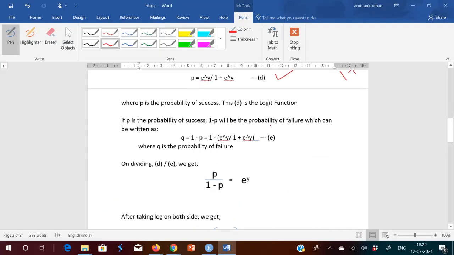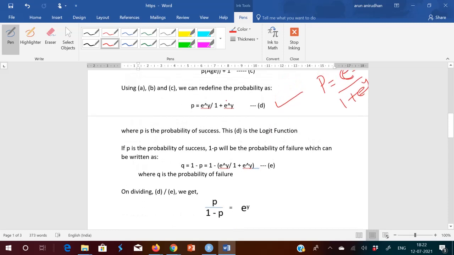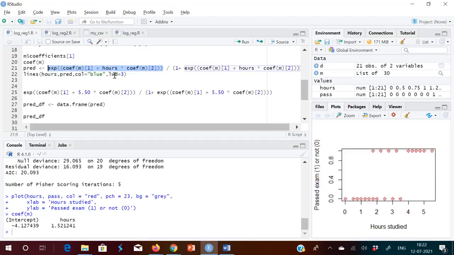So you got this p equal to e raised to y by 1 plus e raised to y. From this equation also you will get that. If you solve for p, you will get the same thing, e raised to y by 1 plus e raised to y. So this is what we have here: e raised to y by 1 plus e raised to y.